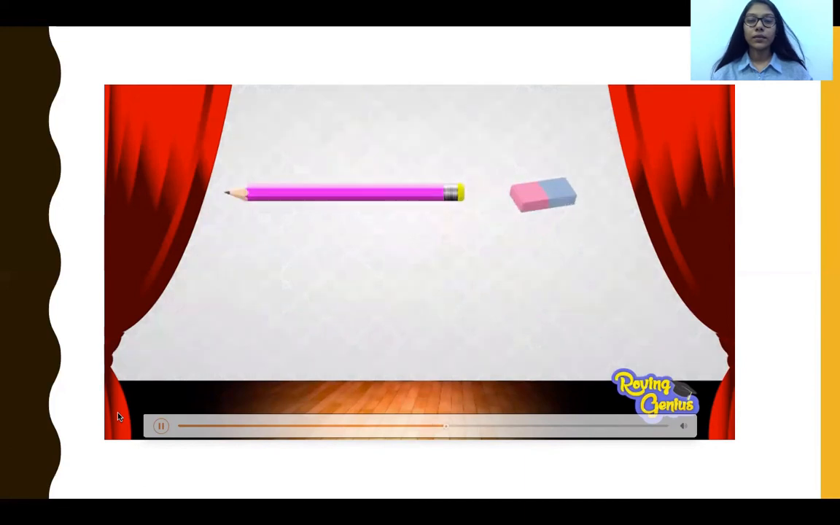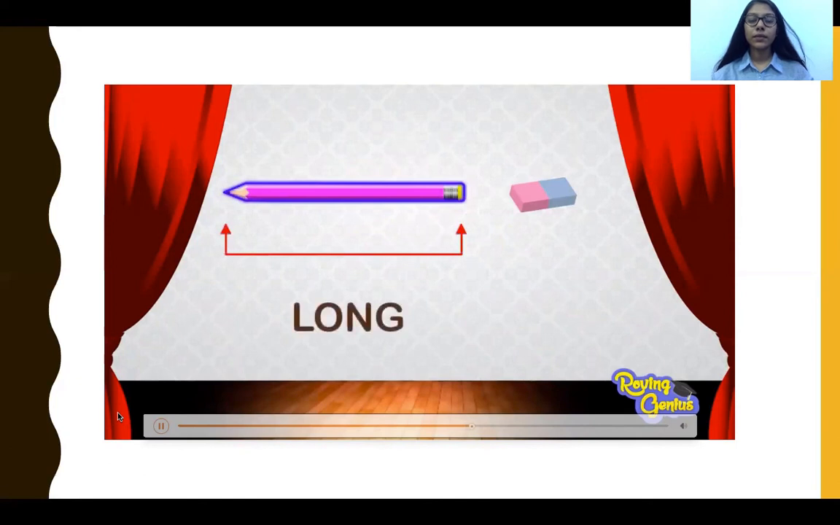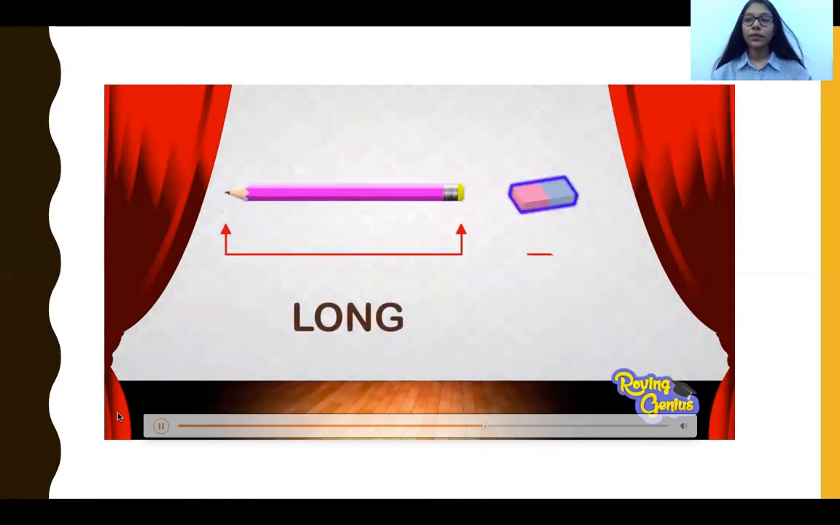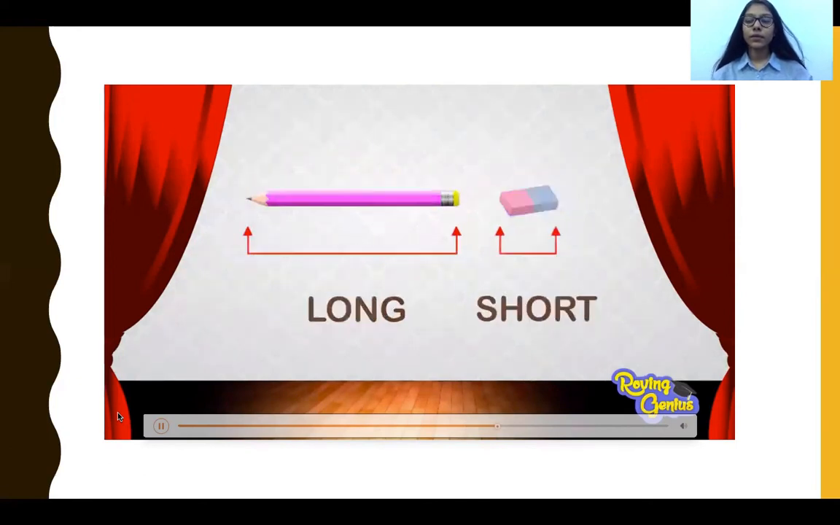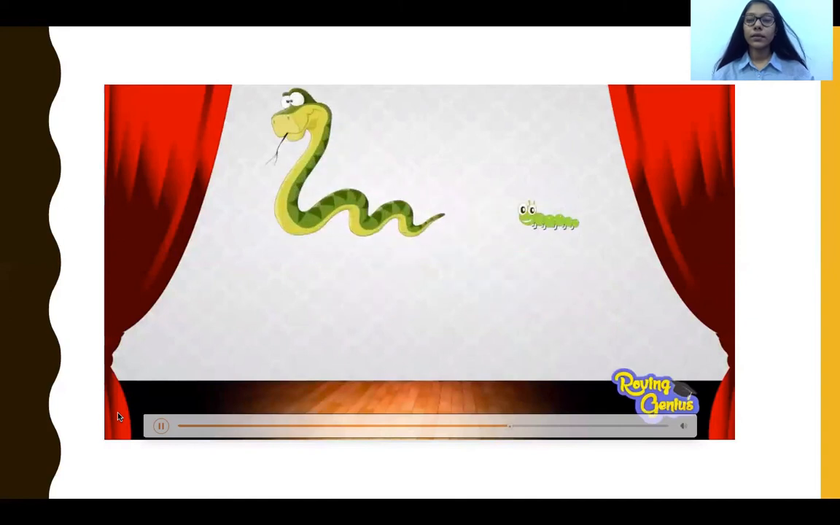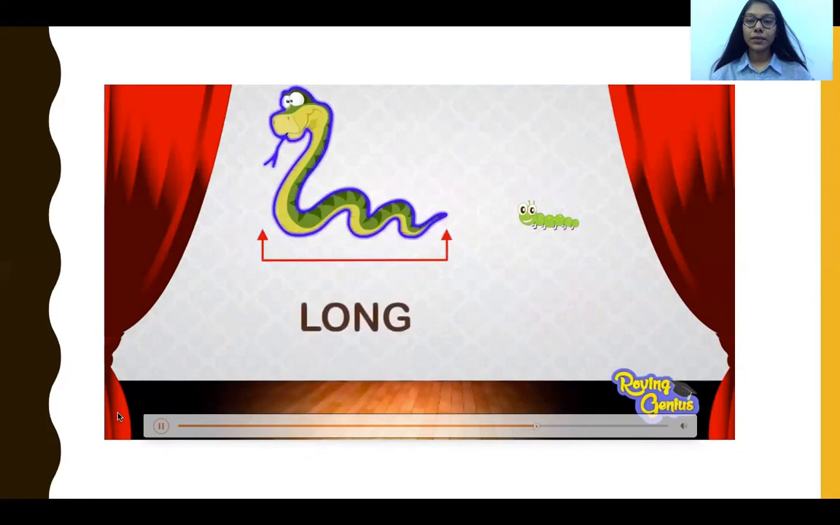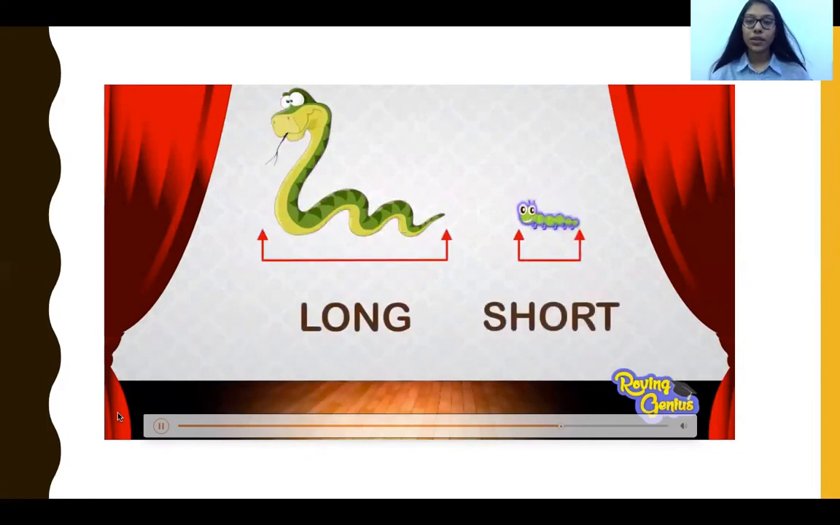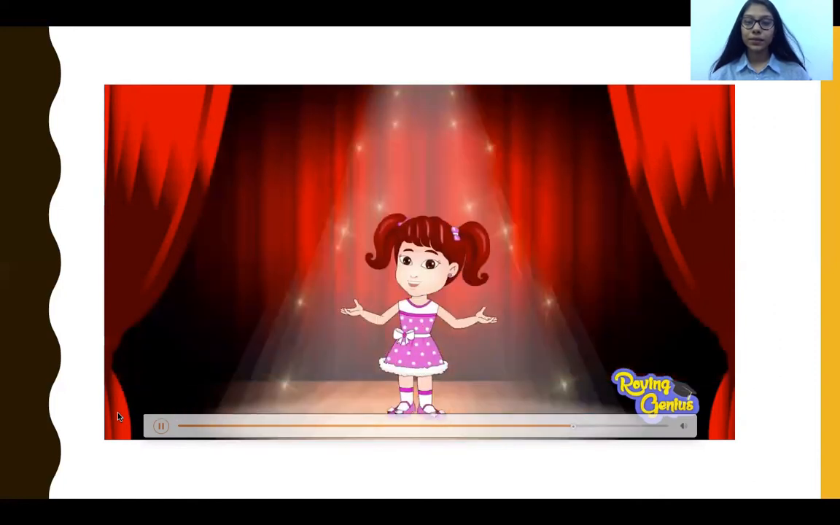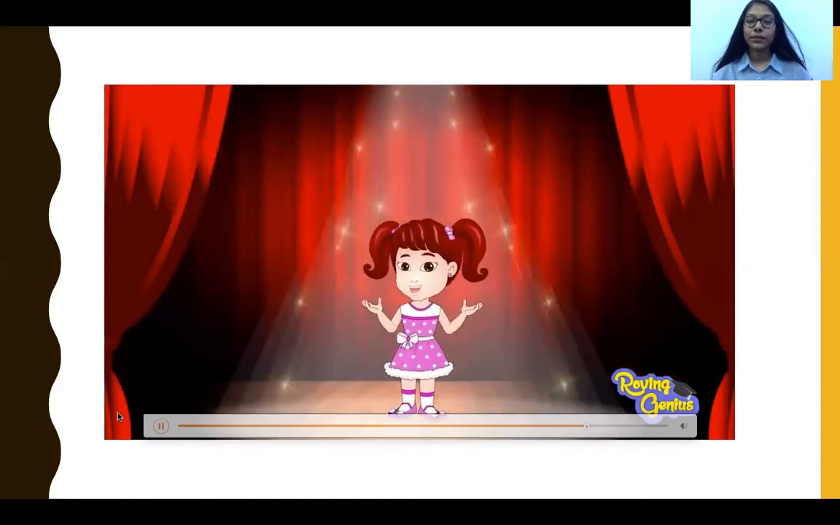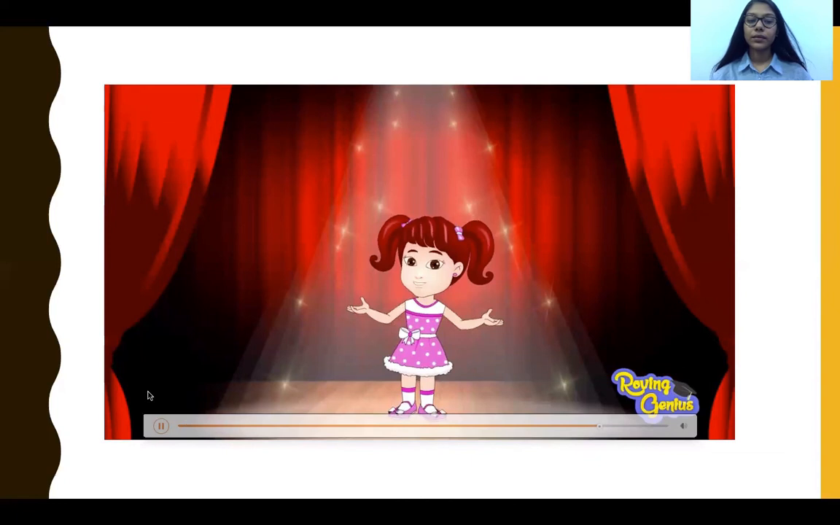Here is a pencil and an eraser. The pencil is long, while the eraser is short. Look at these creatures. The snake is long, whereas the caterpillar is short. Objects can also be classified based on their heights. We will learn about this when we meet again.